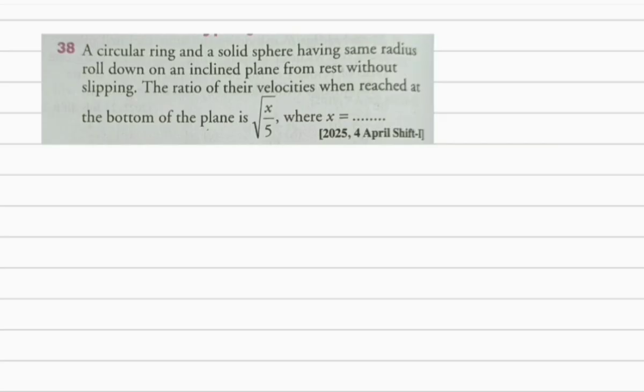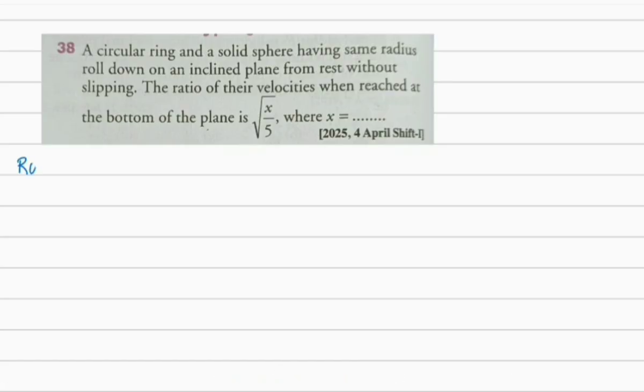Next question now. A circular ring and a solid sphere having the same radius roll down on an inclined plane from rest without slipping. The ratio of their velocities when reached at the bottom of the plane is under root of x by 5, where the value of x is question mark. This question came in 4th April shift 1, 2025 examination. Students, I think this is a formula based question. It will be solved quickly by you people.